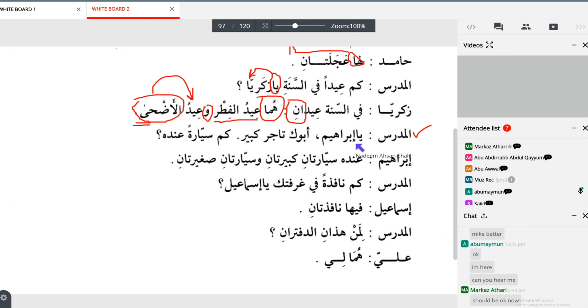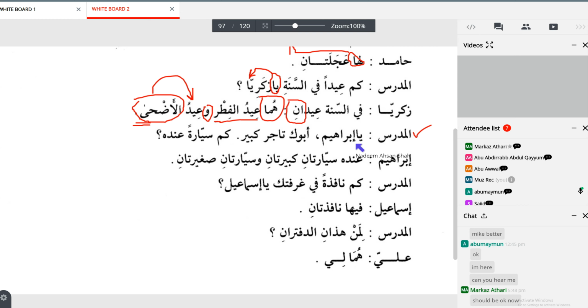And look at the word sajda: seen, jim, dal. You put a meem in front of it: masjid, the place of doing prostration, sujud. Wallahu a'lam. This is beautiful.